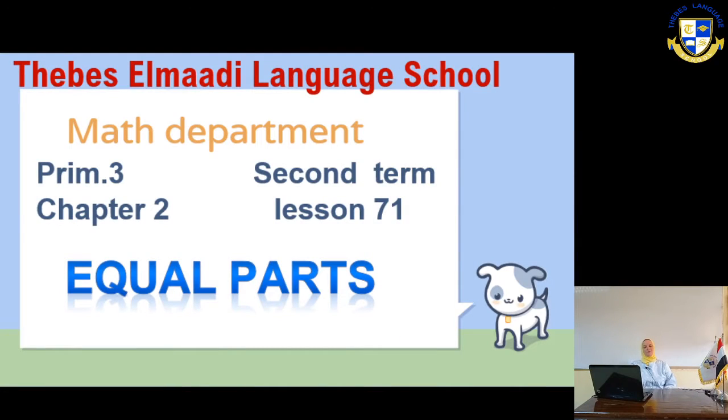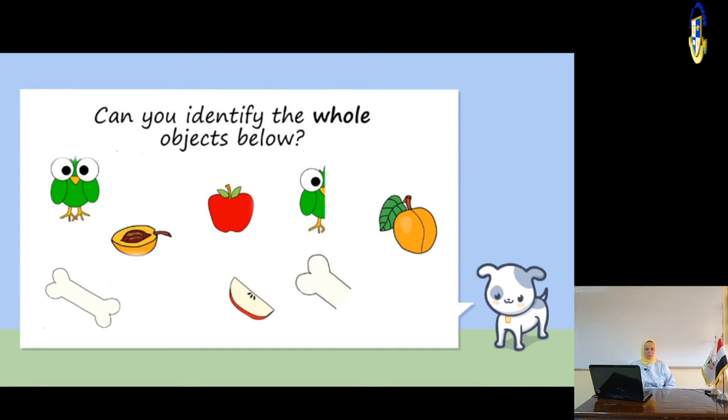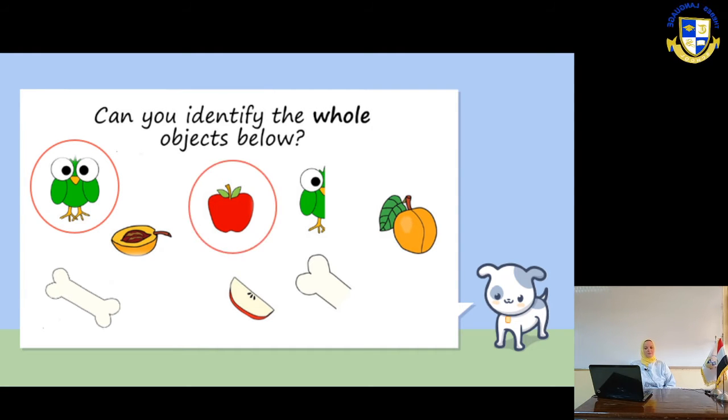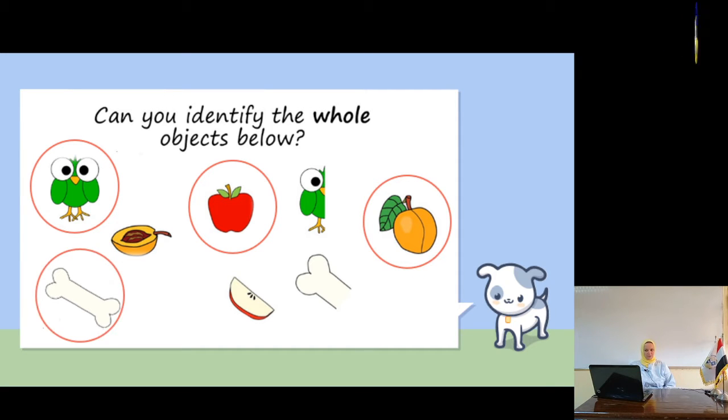Here in our first page, can you identify the whole objects below? Whole object means whole one, okay? Here we have an owl, a bone, an apple, a peach. So the first whole one is the whole owl, okay? The second one is the apple. The third is the peach. And the fourth is the bone, okay?